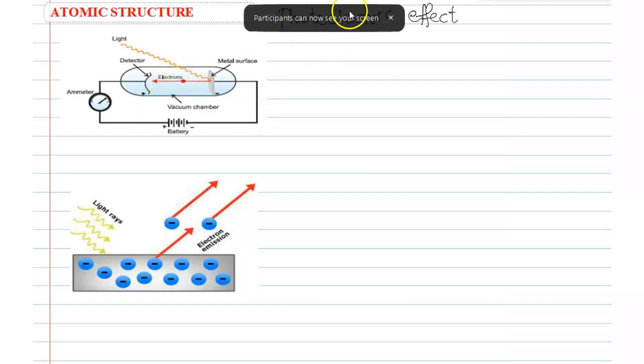See the diagram, students. Today we are going to discuss the photoelectric effect. Photoelectric effect means we are taking one metal plate and a particular frequency of light is incident on that metal. Then electrons will come from that metal.